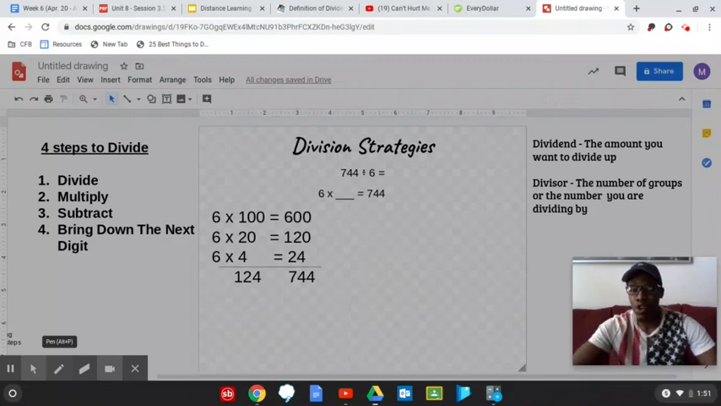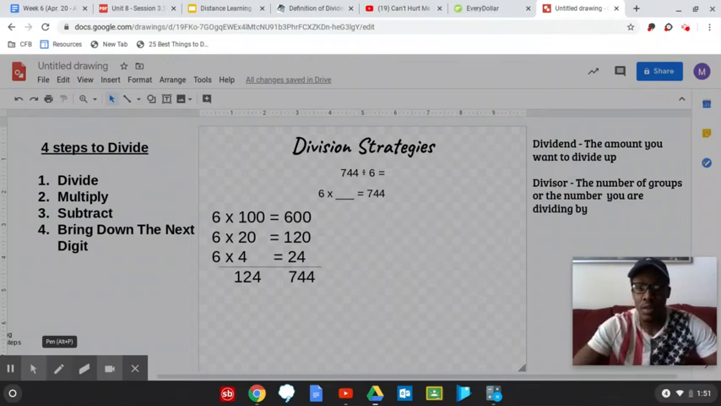Hey guys, Mr. Williams here, and today I'm going to teach you how to use the division algorithm. But first, let's review some of our older division strategies just in case, like skip count.